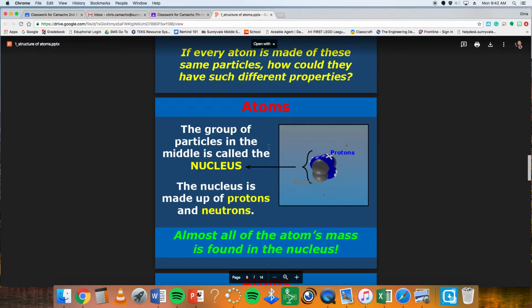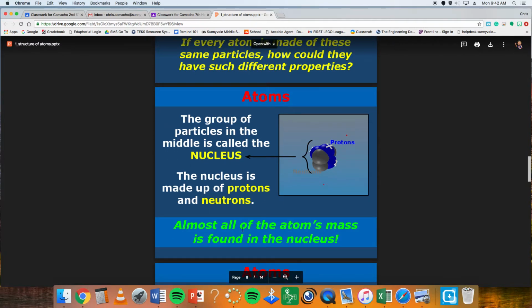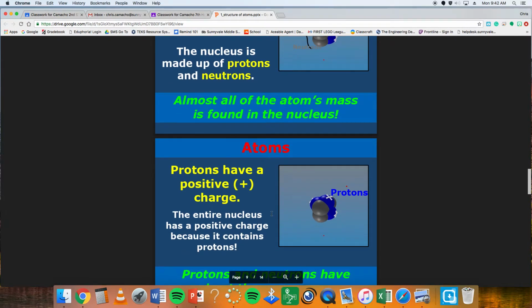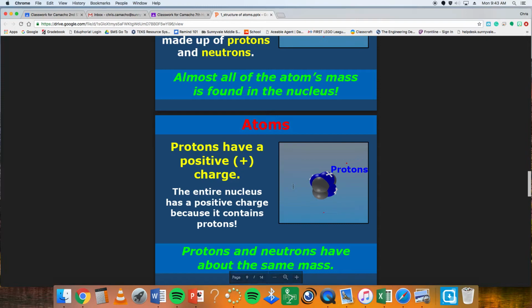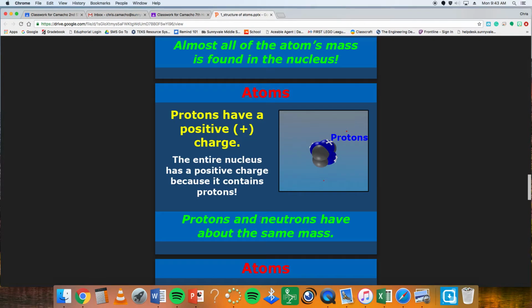Okay. The group of particles in the middle, again, the nucleus. The nucleus is made up of the protons and the neutrons, and that's where the mass of the atom comes from. Protons have a positive charge. The entire nucleus has a positive charge because it contains the protons. And protons and neutrons have about the same mass, which is 1 AMU. So 1 proton would be 1 AMU. 2 protons would be 2 AMU. If your nucleus has 4 protons and 3 neutrons, 3 plus 4, the mass of your atom would be 7 AMU.